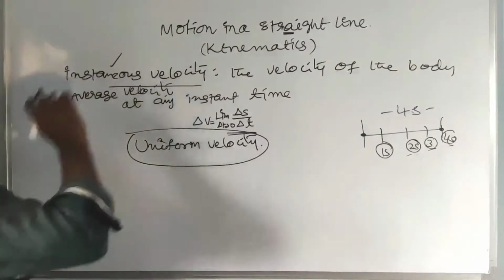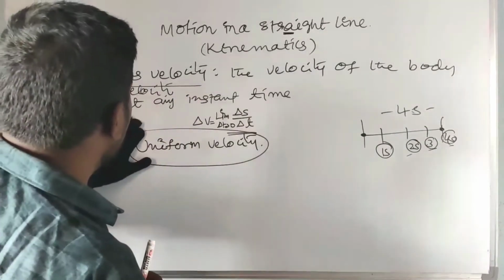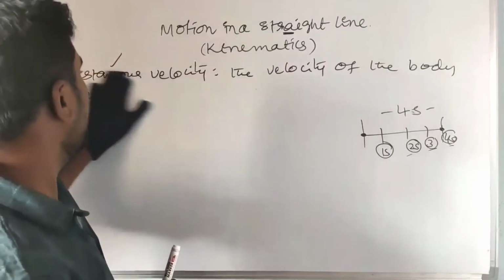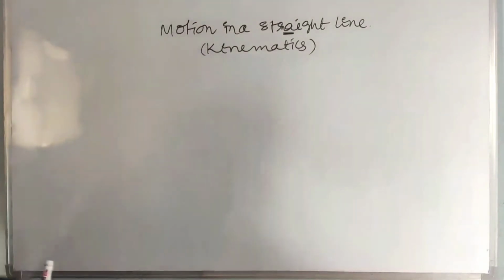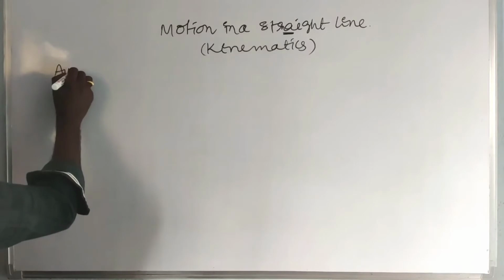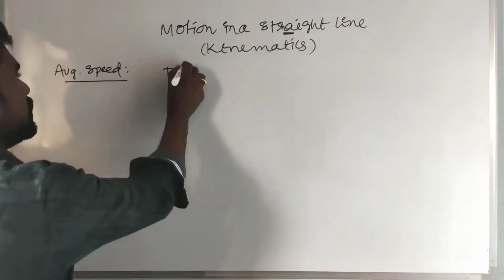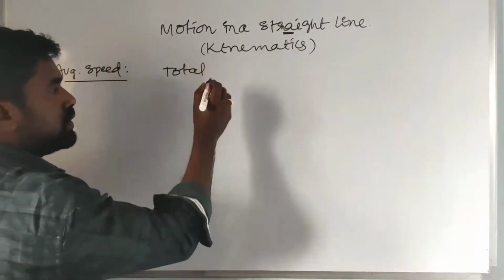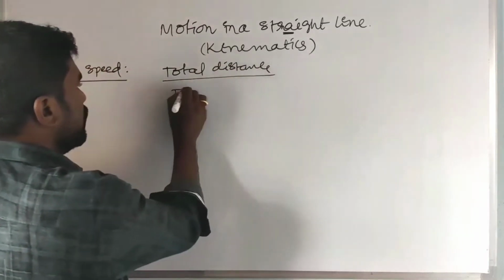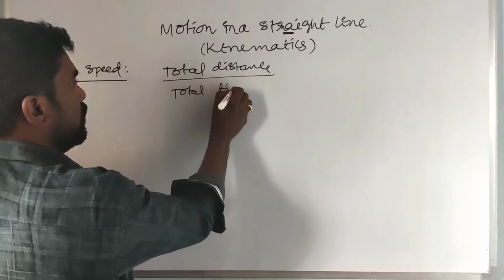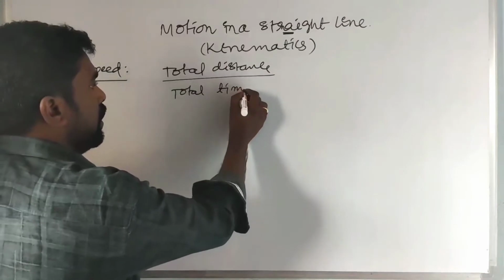So, a very important point: at uniform velocity, instantaneous velocity and average velocity are both equal. So what is the average velocity here? Again, the average velocity and average speed, but first you have to see average speed. Average speed refers only to distance: total distance by total time. The total distance by total time is nothing but average speed.